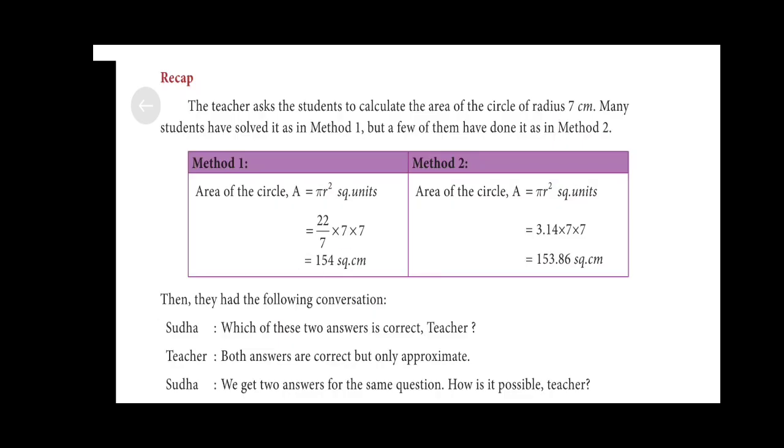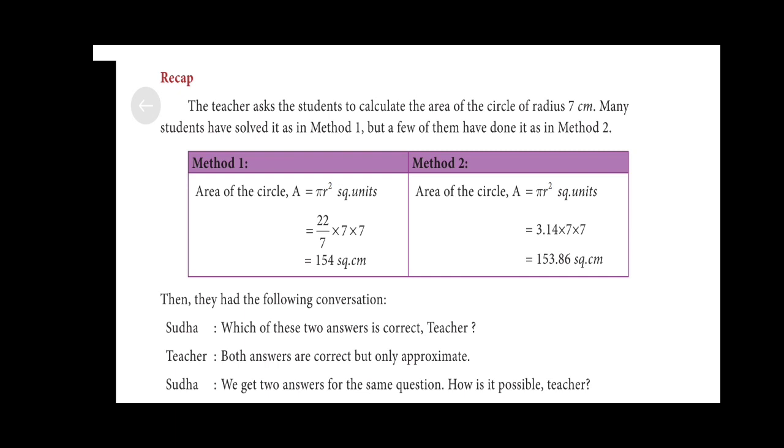So here the recap is given. The teacher asked the students to calculate the area of the circle of radius 7 cm. So we know the area of a circle is A equals pi r square units. Here we will use the value for pi as 22 by 7, the standard value. Pi is 22 by 7, and also when we divide 22 by 7 we will get 3.14. The another value for pi is 3.14.